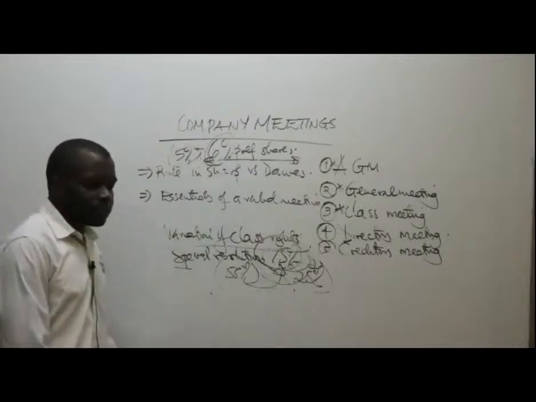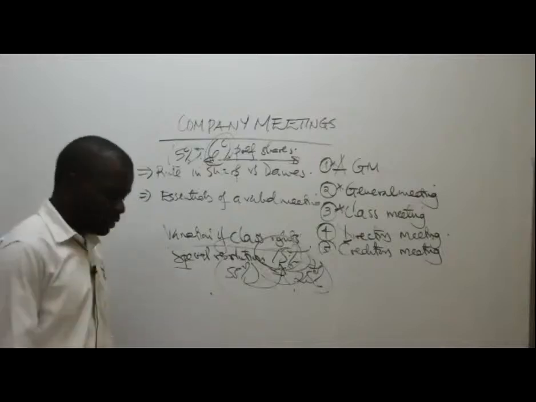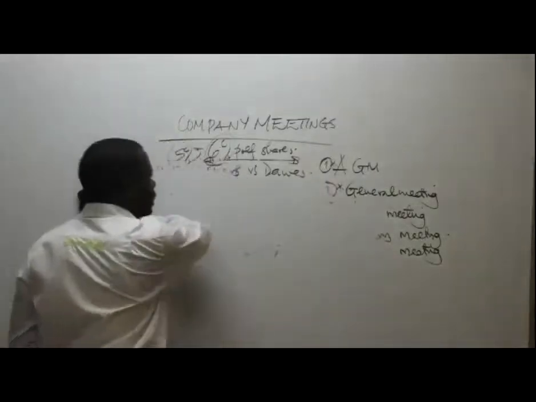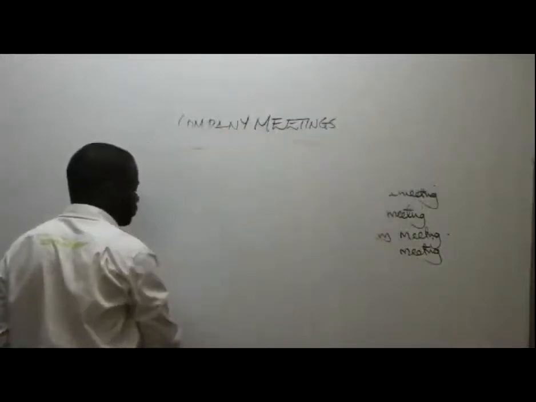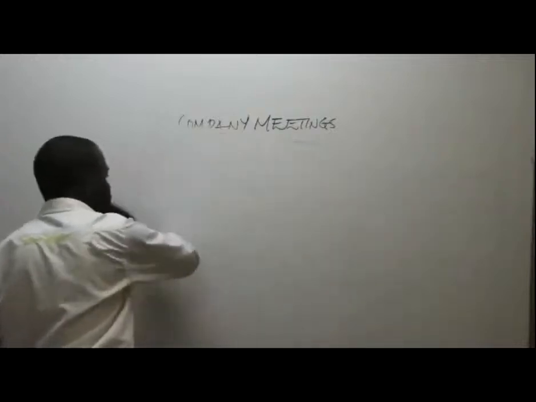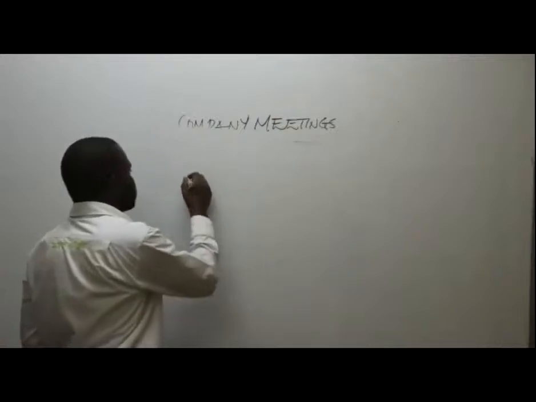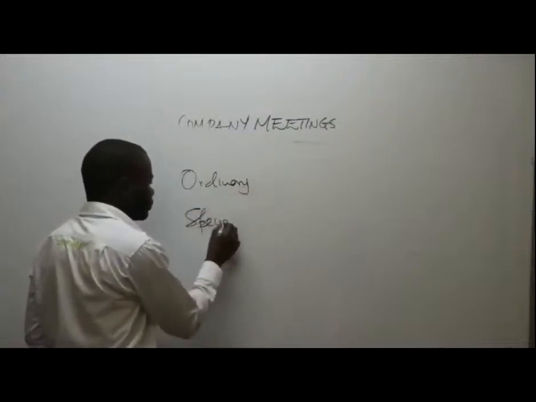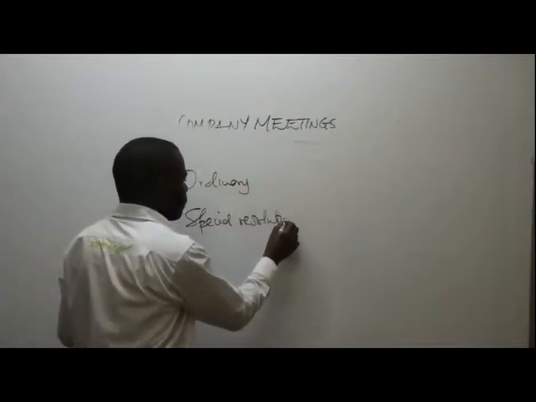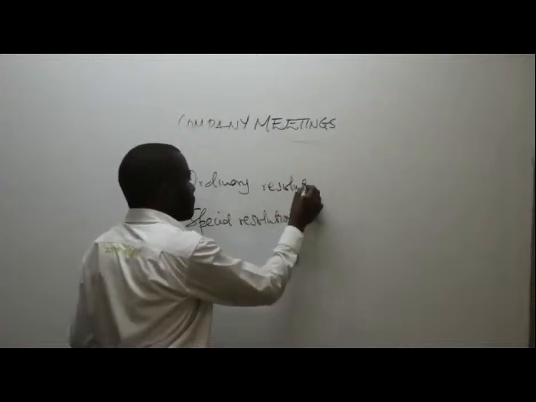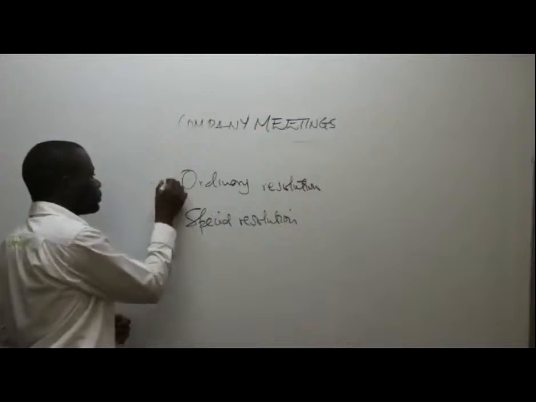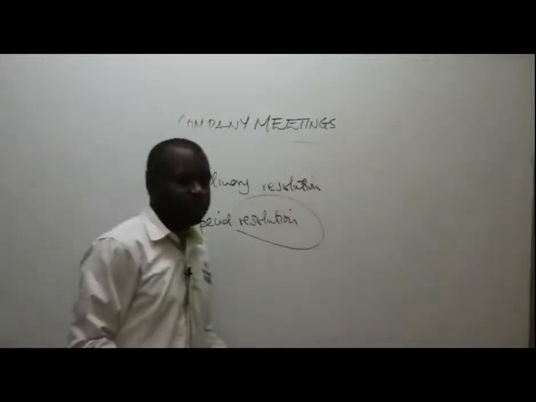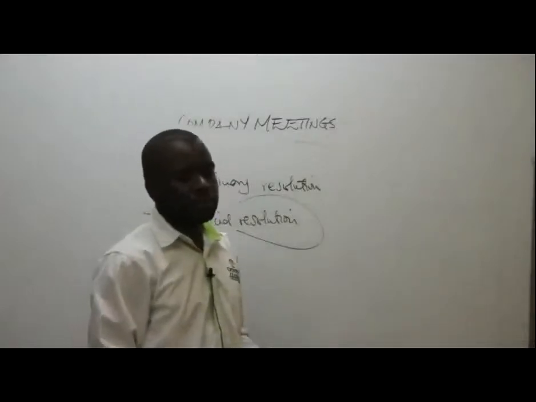So we can look at resolutions that are normally passed in a company meeting. As I've told you, there are two major resolutions. So we can have an ordinary and a special resolution. When you talk about resolution, these are simply decisions that are normally approved at a company meeting.